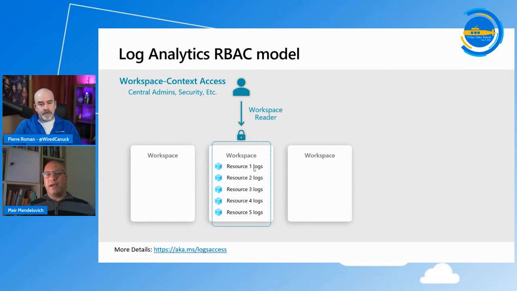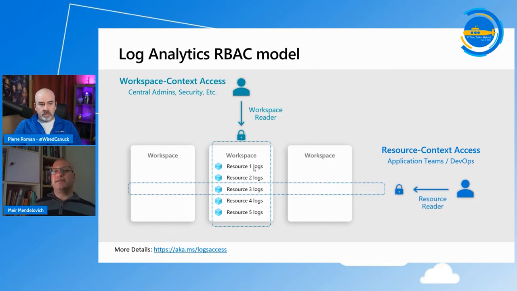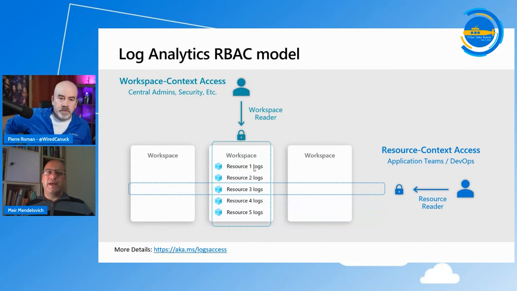And now we can apply this RBAC. So the model that we have is that you can actually access the system within the context of a resource. And when you access the system within the context of the resource, we don't check your workspace access. We check your resource access, whether you can look at the resource itself. So our recommendation in large organizations is not to give workspace access to anyone other than the central teams. And for the different application teams, they automatically get the access because they have read access to their resources.